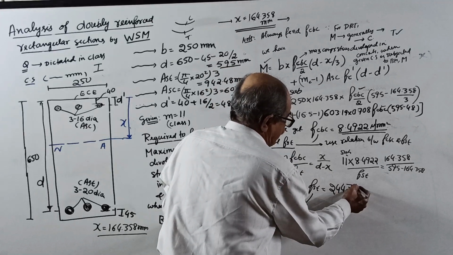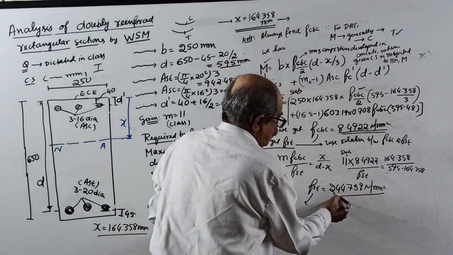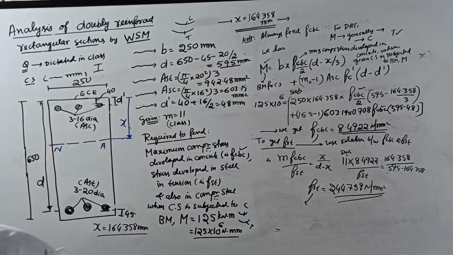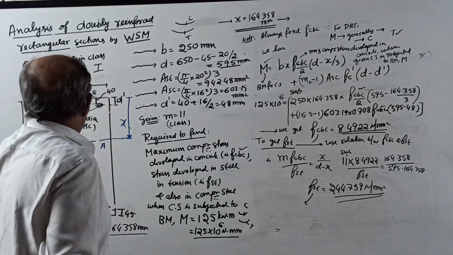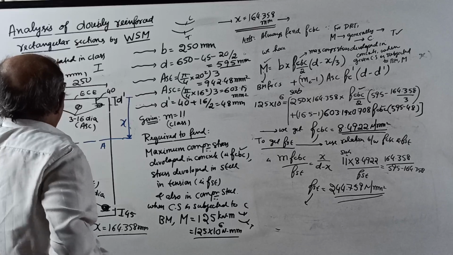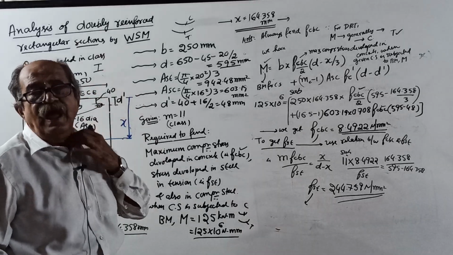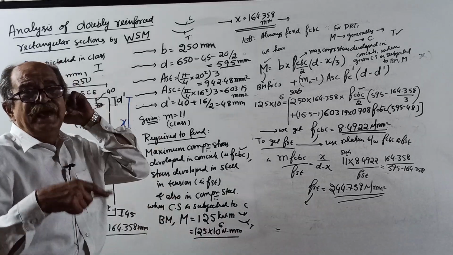244.7589, or 759 Newton per mm square. So now you got the value of FST. Now, anything further to be calculated? You have checked the question. What do they want? They want maximum compressive stress in concrete. It will come at the top extreme fiber here because of sagging moment. And what is the stress coming in tension steel? Over.